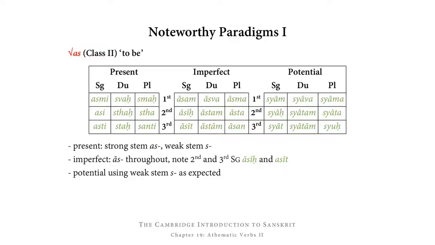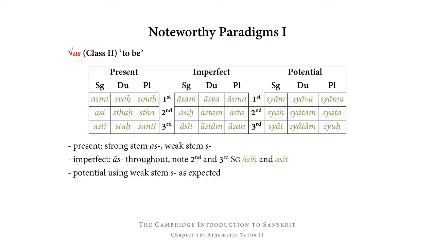What now remains to be looked at is a number of noteworthy paradigms, and these paradigms are noteworthy either because they have irregular forms or because they have forms that may be perfectly regular but nevertheless are rather difficult to recognize. First among these is the verb as, which is class 2, meaning to be. In the present, we have the strong stem as and the weak stem s. Remember, the guna vowel a is present in the strong forms, and therefore we have as, but it's absent in the weak forms, and therefore we just have s.